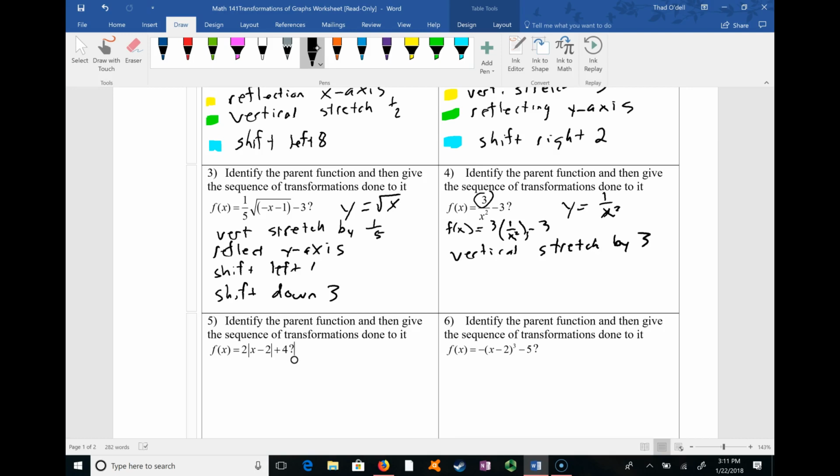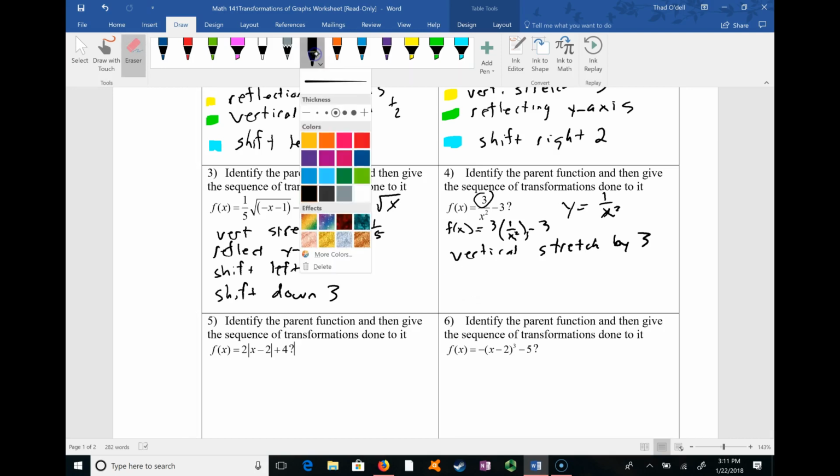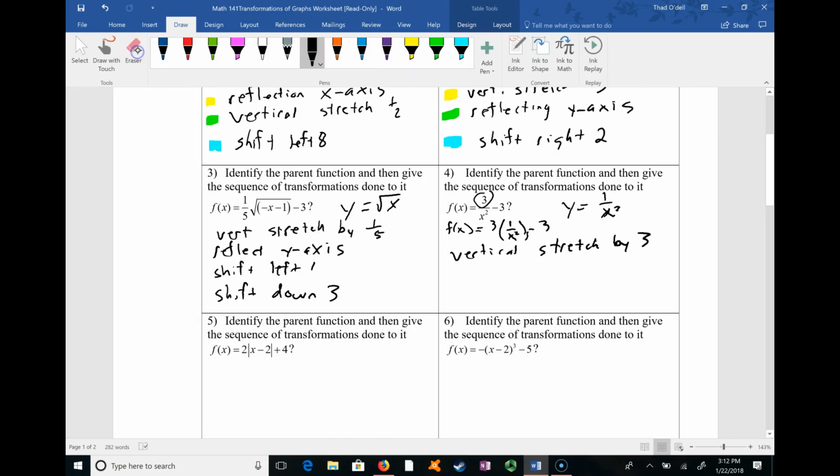And then the only other thing that's going on is the -3, and that would produce a, I'm not going to say vertical because I'll just say shift down. So that's going to be a shift down 3.